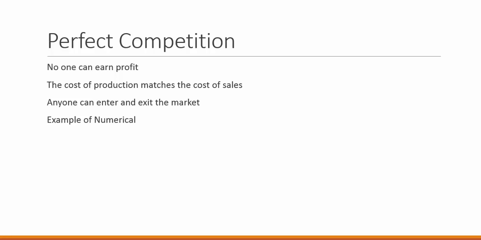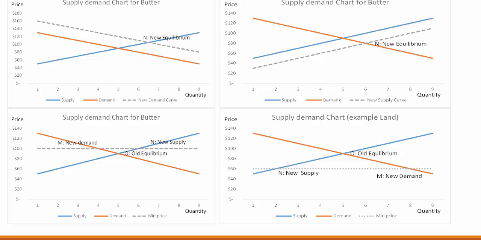If they try to increase the price, then the demand would go. And the cost of production matches the cost of sales. They earn no profit, no loss. Anybody can enter and exit the market, and there could be a numerical on this. Now, in the short term, let's look at supply and demand.